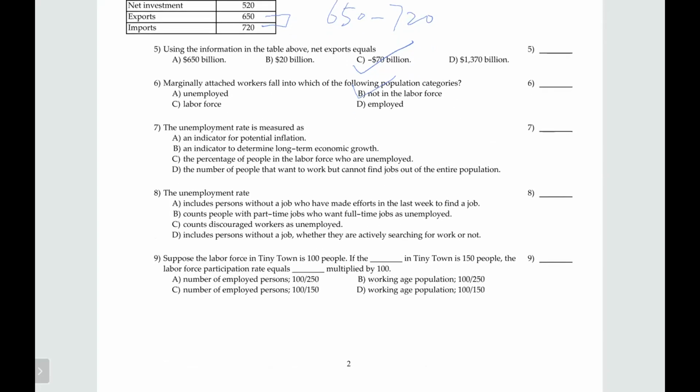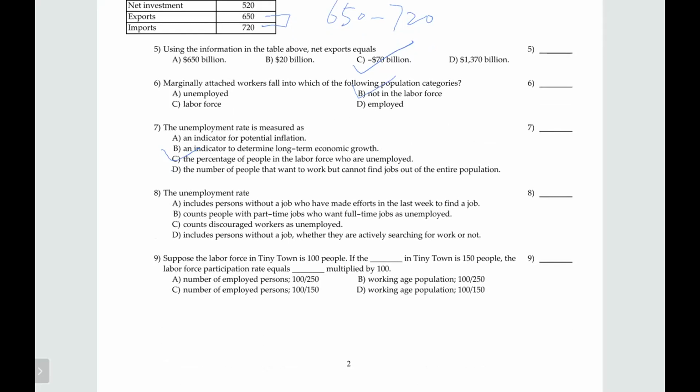Now, question 7. The unemployment rate is measured as, the answer is C. So essentially, this is a basic concept, right? Now go to question 8.